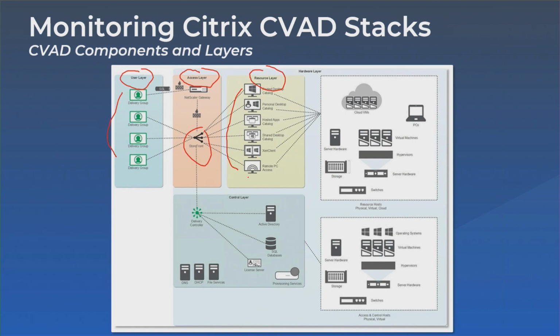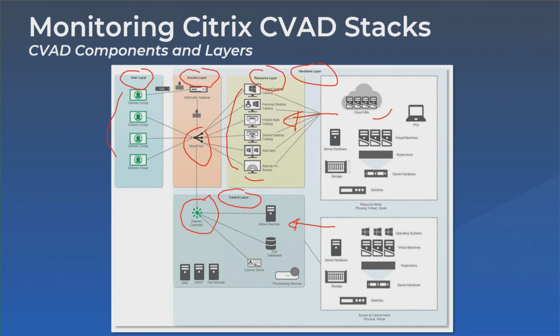However, the objects in this layer are logical objects, because the real resources are coming from the hardware layer. You can see all kinds of component types in there, like server hardware, storage, network devices, your hypervisors, virtual machines, maybe some cloud VMs, and of course your clients, thin or fat clients, or both. And your hardware layer obviously provides resources for your control layer, which forms the heart of a CVAD stack. So let's see what's inside there.